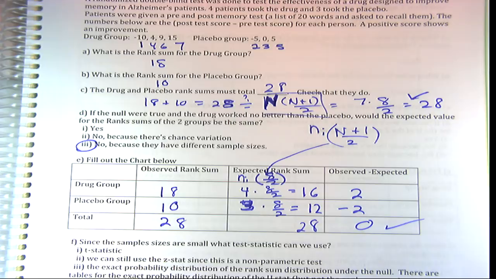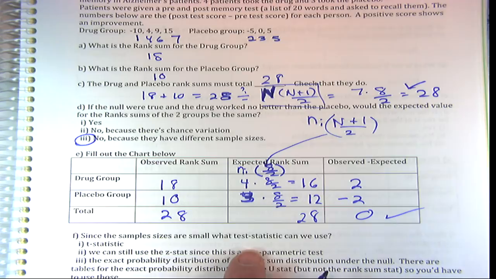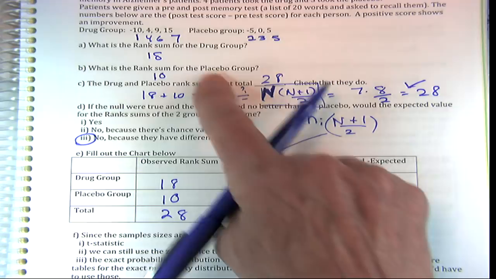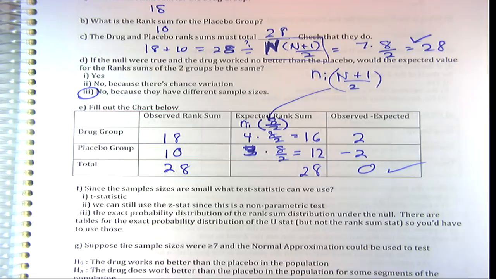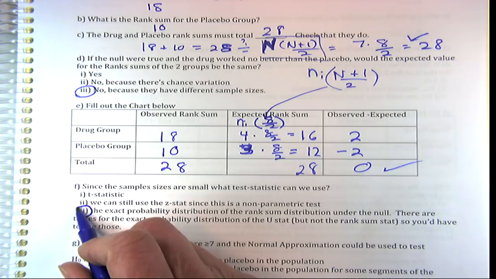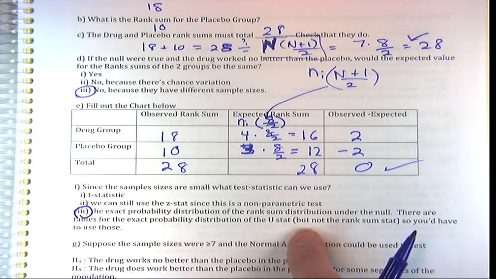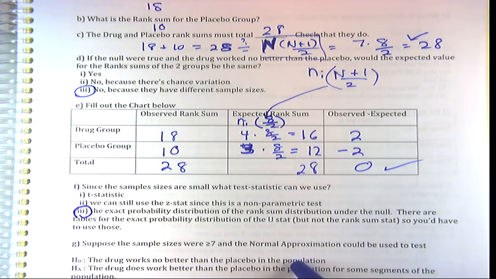All right. So now, since the sample sizes are small, what test statistic can we use? Well, they're really small sample sizes. We really shouldn't be using the normal approximation until we have a sample size of about 7 or more. So we should use that exact probability distribution that's based on U-stats. You know how to read that one.